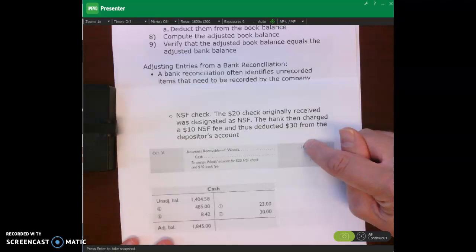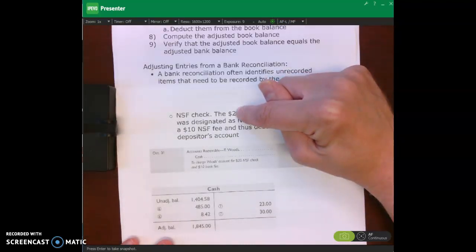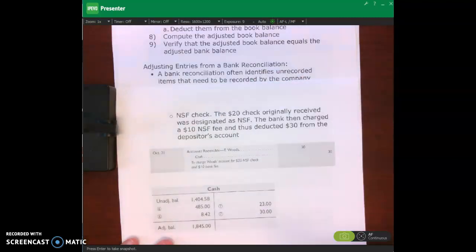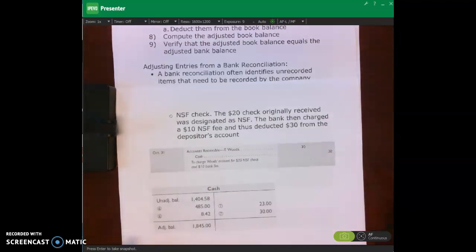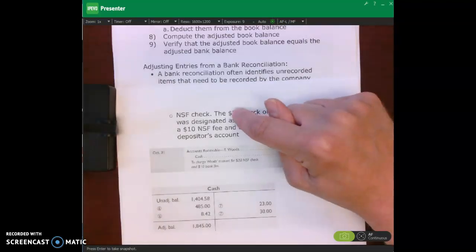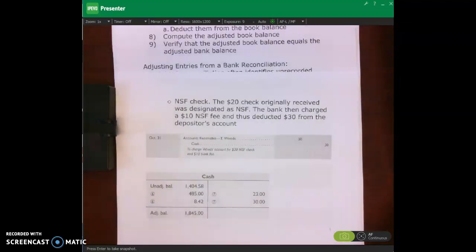And look at the debit accounts receivable for $30. That's the original $20 receivable, plus now we're going to charge them the non-sufficient funds fee. So we're adding that to accounts receivable from T. Woods, and we're saying, Mr. and Mrs. Woods, you owe us now $30. You used to owe us $20, but now you owe us $30 because of this $10 non-sufficient funds fee.